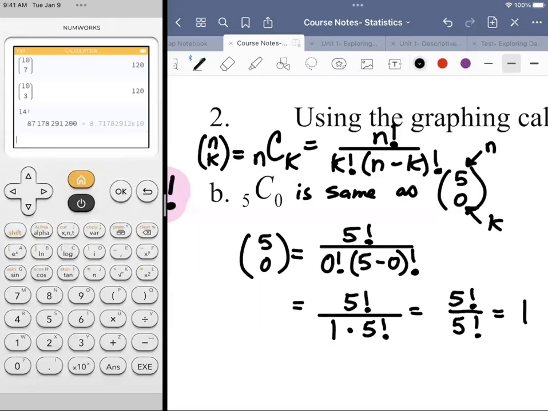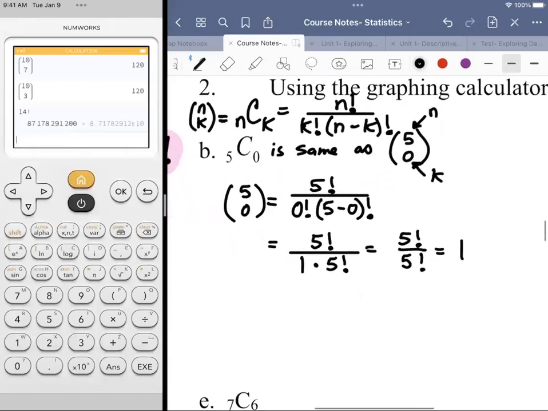All right, so it's a lot of writing just to get to a simple idea: any combination in the form of NC0, which is the same as saying whatever that number is over 0, is going to be equal to 1. So that's a rule. These 3 things are equivalent to one another.